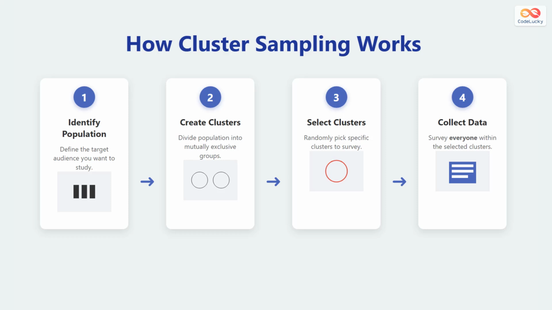The process is simple and happens in 4 steps. First, we identify our total population. Second, we ensure everyone belongs to a specific cluster. Third, and this is the important part, we randomly select a few clusters to study. Finally, we collect data from every single person inside those chosen clusters.